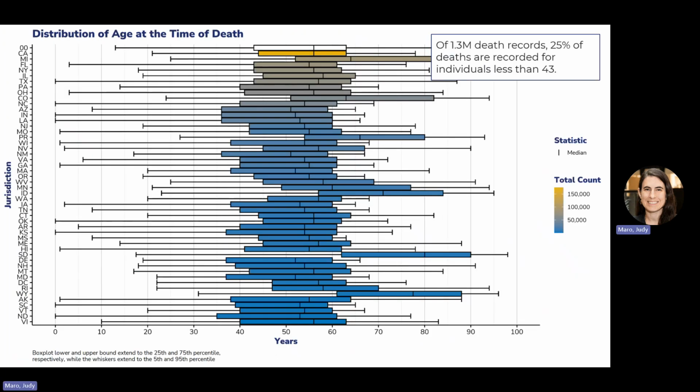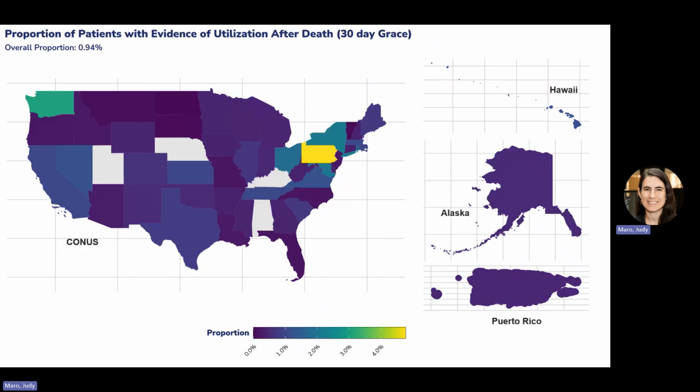This is some distributional statistics about the age at the time of death. And so of the 1.3 million death records here, 25% of deaths are recorded for individuals less than 43. So kind of a sobering statistic there, but important to think about and to think about the populations that are included here. This is a graphic that's showing the proportion of patients that have evidence of utilization following their death with a certain grace period for which we think that there might be late arriving data because of administrative issues. And that overall proportion is quite small.